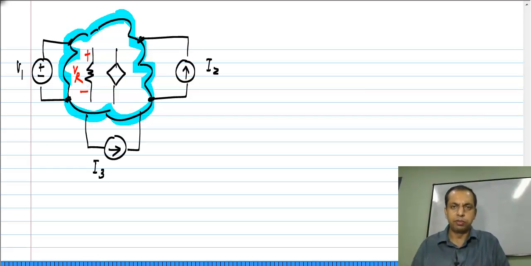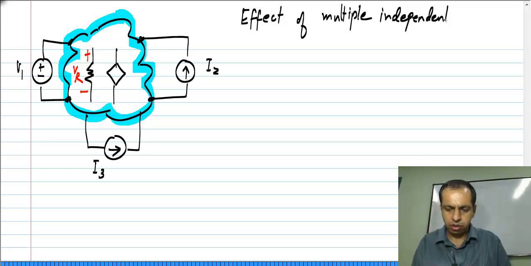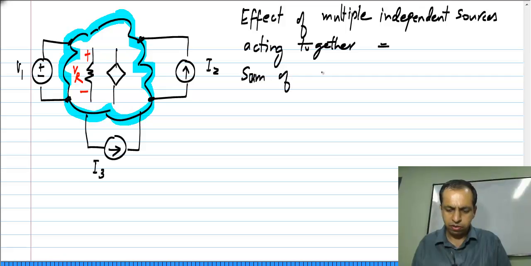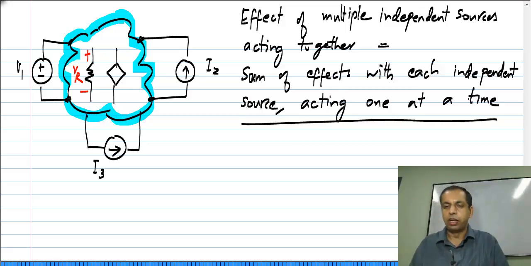Now, what does the principle of superposition say? The effect of multiple independent sources acting together equals the sum of effects with each independent source acting one at a time. We will elaborate on what this means.